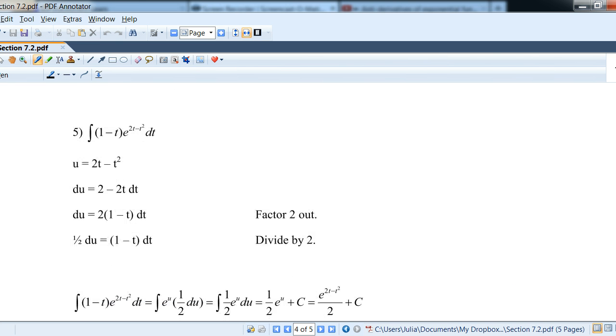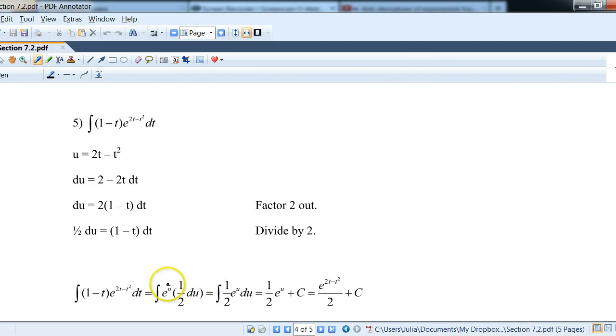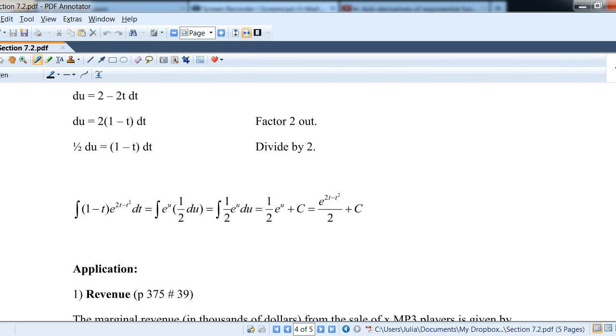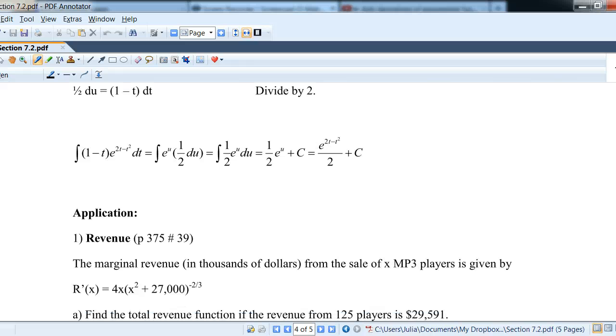Okay, so when we substitute, again, we have 1 minus t, that's really a half. I could have put a half, but 1 minus t times dt, that becomes 1/2 du. And e to the 2t minus t squared, that becomes e to the u. So it basically becomes 1/2 e to the u again. And again, the answer is e to the 2t minus t squared over 2 plus a constant. Sorry, divided by 2. Okay, and now let's look maybe at a quick application.